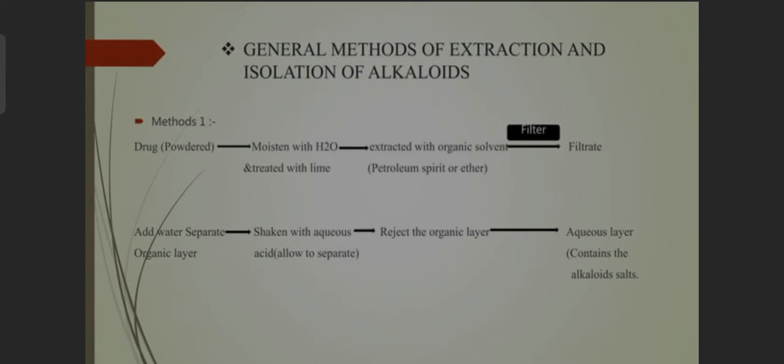General methods of extraction and isolation of alkaloids. Method first: the drug is powdered, moistened with water and treated with lime, then extracted with an organic solvent such as petroleum spirit or ether, then filtered. Next, add water, separate the organic layer, then shake with aqueous acid, allow to separate, then reject the organic layer. The aqueous layer contains the alkaloid salts.